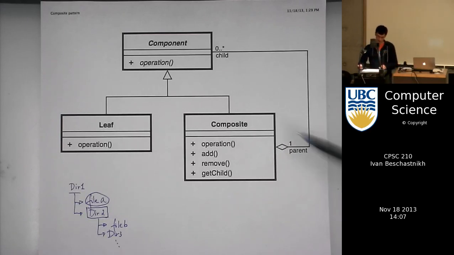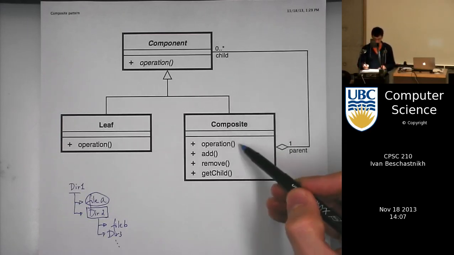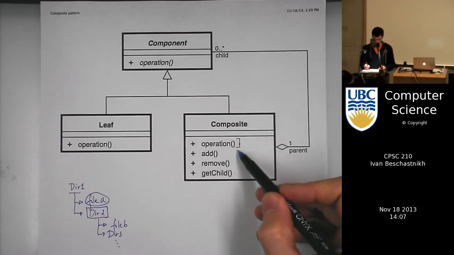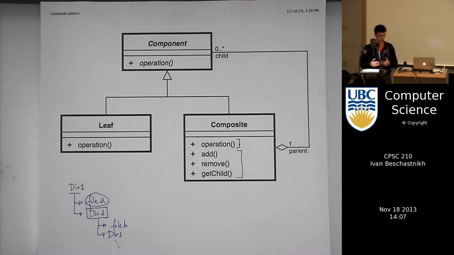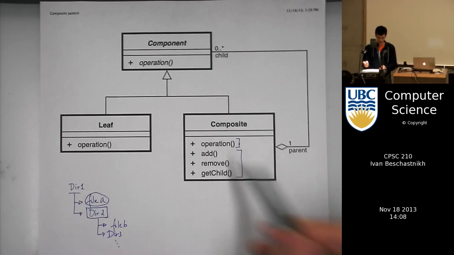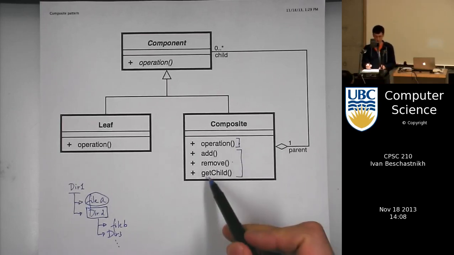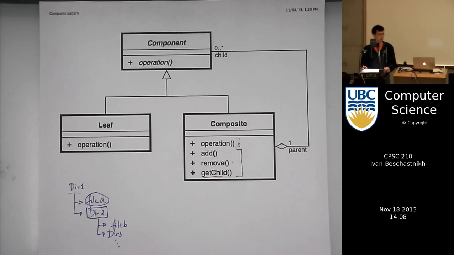And so the composite node also implements versions of this operation, but also has a bunch of methods for dealing with its set of components. So you can add a new component. That would be like adding a new file or a directory. You could remove a component. So that would be removing a file, removing a directory. And you could just find out what the children are of a component, of a composite. Okay, so in the abstract, this is what this pattern looks like.